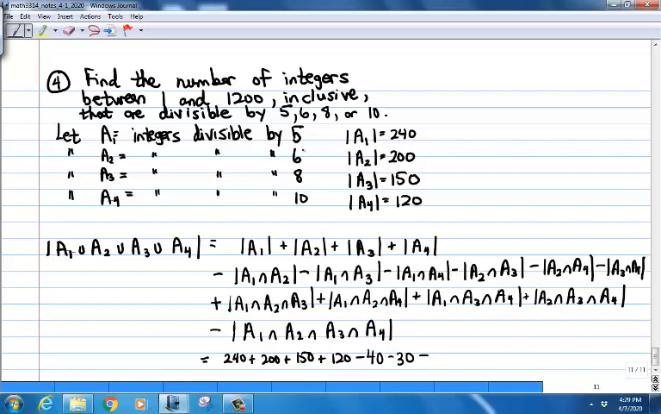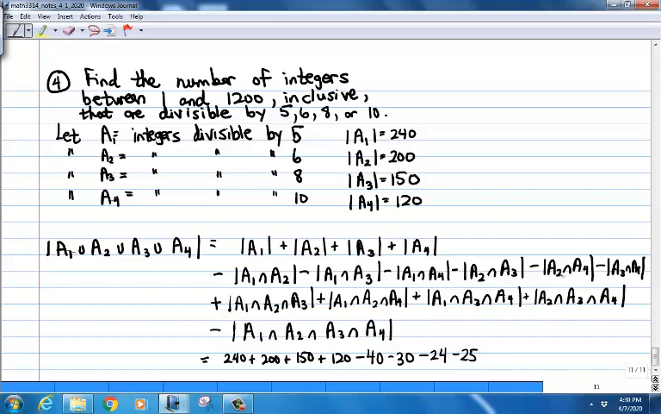Now we have A1 intersect A4. So we want numbers divisible by both 5 and 10. That would be numbers divisible by 50, and there are going to be 24 of those. And then A2 and A3, that's numbers divisible by both 6 and 8, that's numbers divisible by 48. We calculated that before. That was 25.